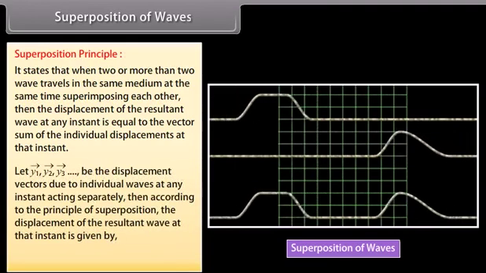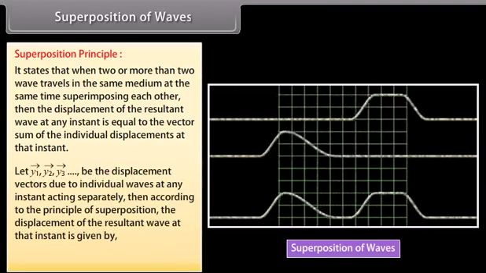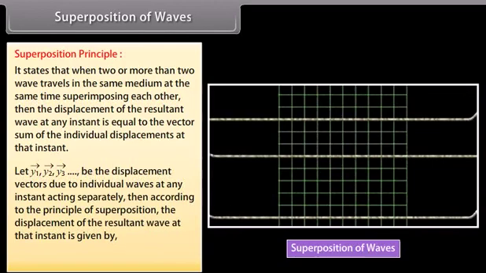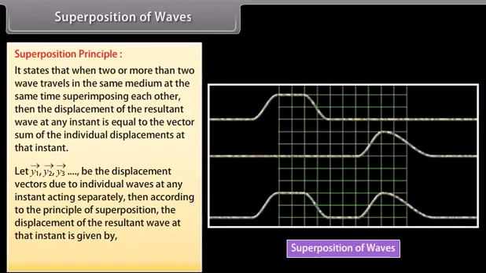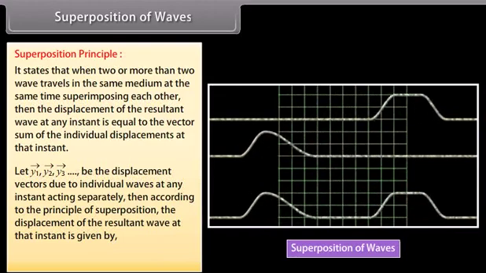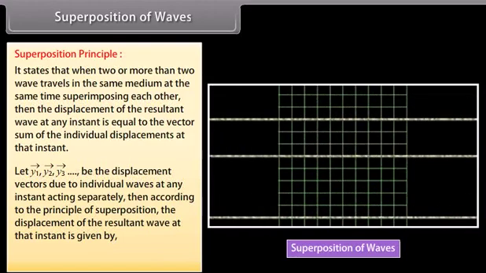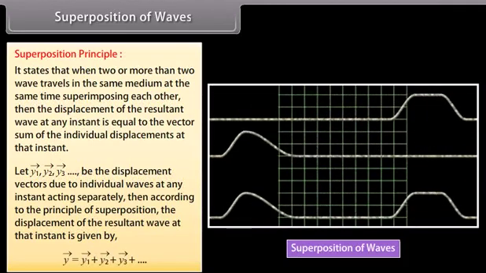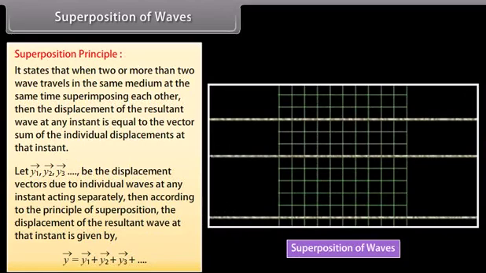Let vector y1, y2, y3 and so on be the displacement vectors due to the individual waves at any instant acting separately. Then, according to the principle of superposition, the displacement of the resultant wave at that instant is given by vector y1 plus y2 plus y3 plus so on.